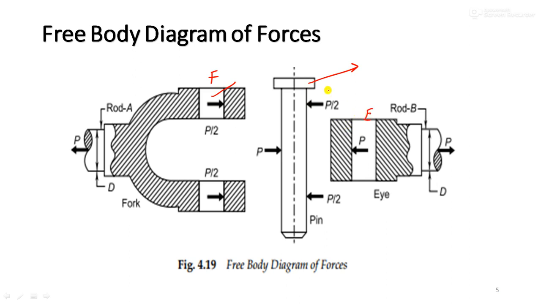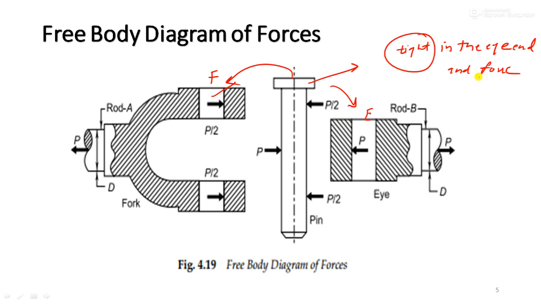Okay, now when this particular pin is tight in the eye end and the fork end, right, when this pin is fitted tightly inside this fork end, because this pin is going to fit inside this fork and the eye, it will connect the fork end and the eye end of the two rods A and B. So when this particular pin is tight inside the eye and the fork, as well as considering these forces P by 2 and P by 2, this pin will be subjected to double shear.